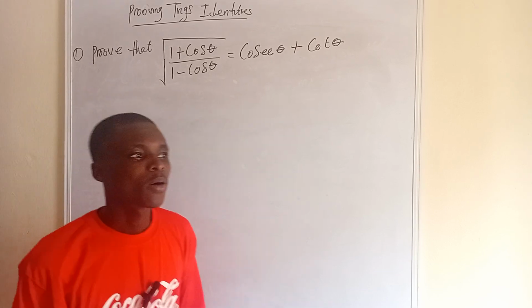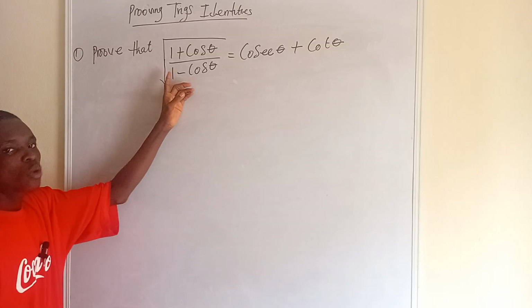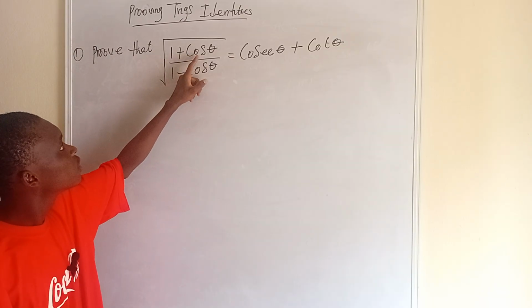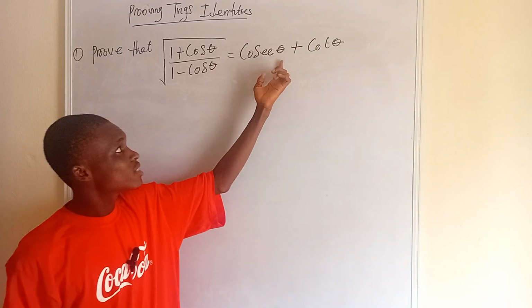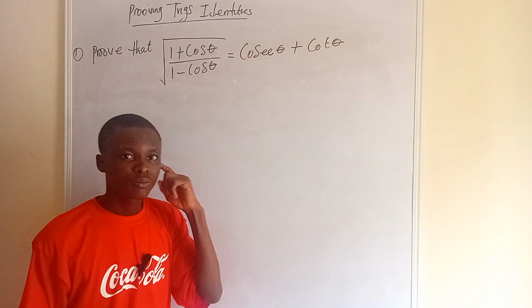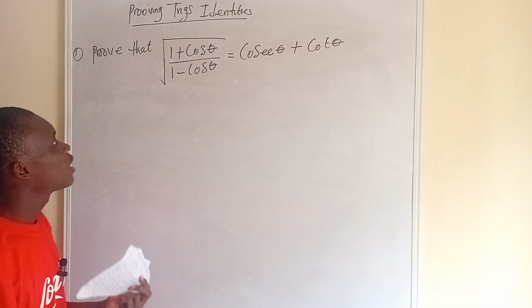Hello and welcome back. In today's lesson, our task is to prove that the square root of (1 plus cos theta) all over (1 minus cos theta) equals cosec theta plus cot theta. Alright, I'm going to show you a simple way of proving this. Now let's go.